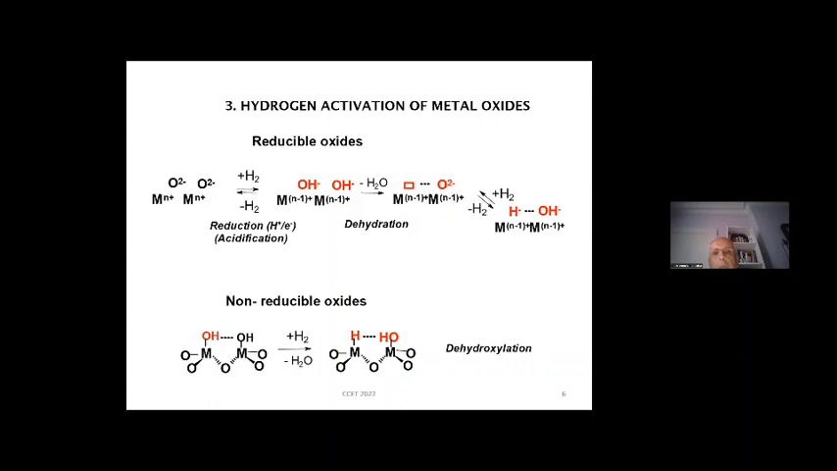To comprehend the hydrogen spillover effect, we have to get back to hydrogen activation of metal oxides. For reducible oxides, it is well established that it consists in the reduction of the support, then the dehydration of the support, giving rise to accepting sites for hydrogen. For non-reducible oxides, there is a process of dehydroxylation. In both cases, hydrogen is incorporated as HOH pairs.